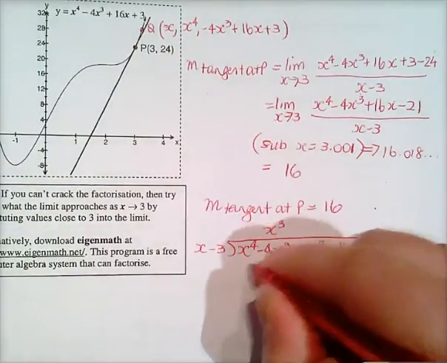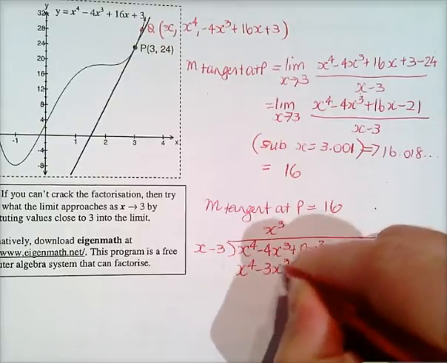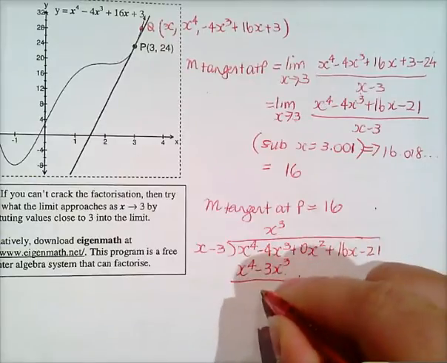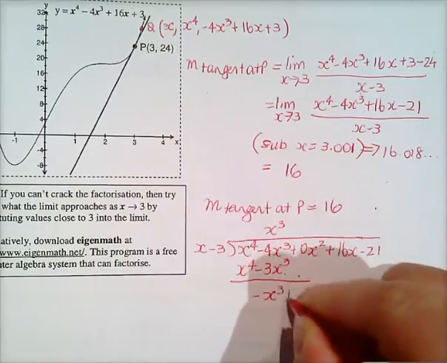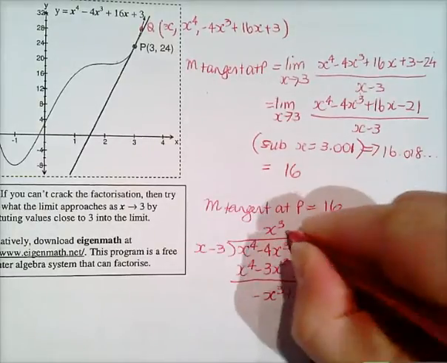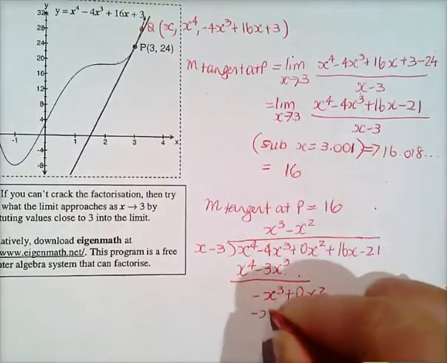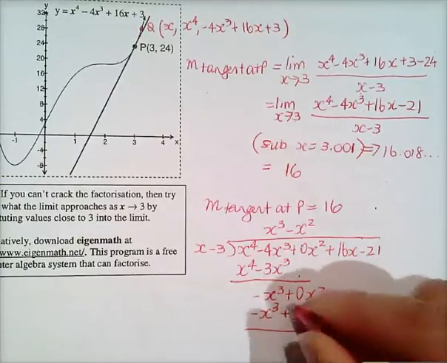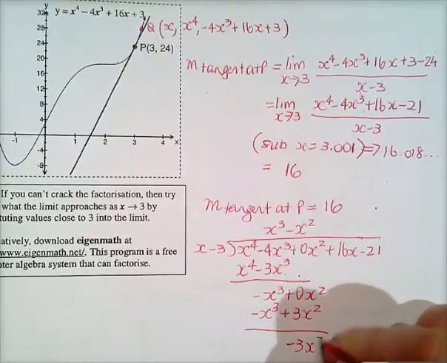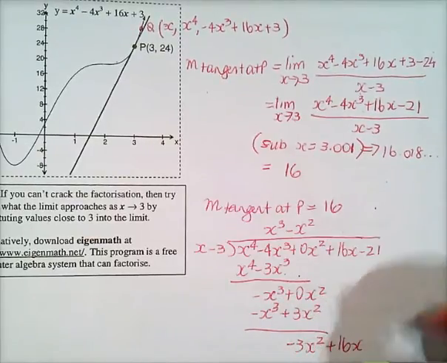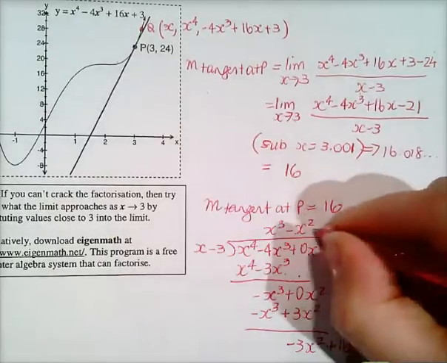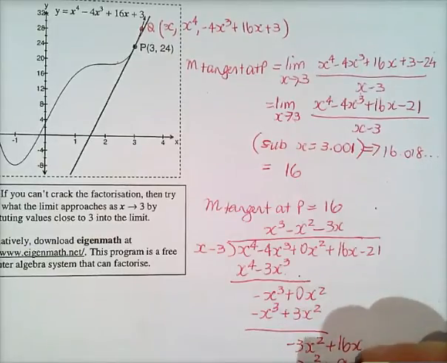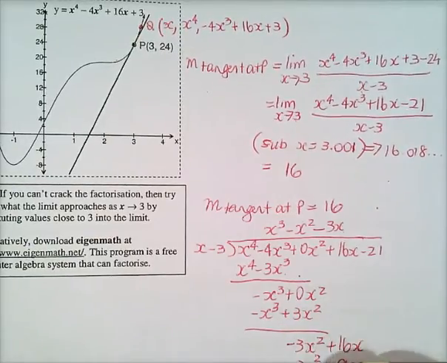So we've got x cubed, we've got x to the power of 4 minus 3x cubed. Subtracting those, we've got negative 4x cubed minus negative 3, which is plus 3. It's negative 1x cubed plus 0x squared. X into negative x cubed is negative x squared. So we've got negative x cubed again, plus 3x squared. Subtracting these, we get 0. Subtracting these, we get negative 3x squared. Bringing down the 16x. X into negative 3x squared is negative 3x. Multiplying by that, we get negative 3x squared plus 9x. Subtracting these, we get 7x.